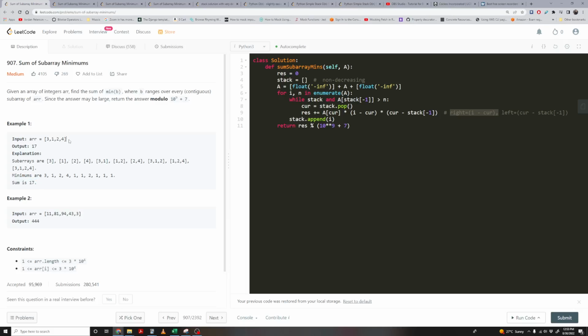So basically, for each number, we are going to see it is the minimum of how many subarrays. We are going to multiply that count by the value of the number itself, and then do it for all the numbers in the list and add them up.